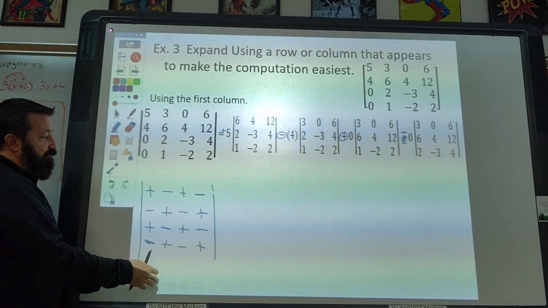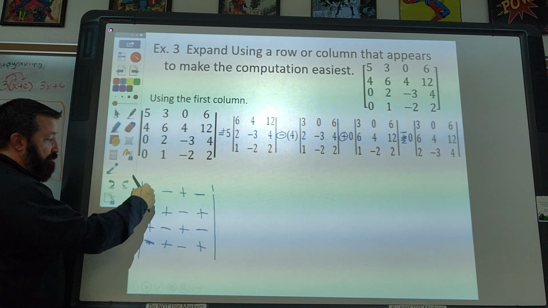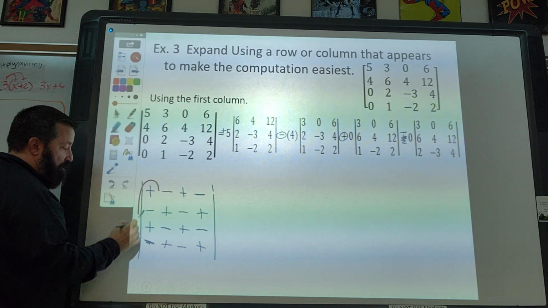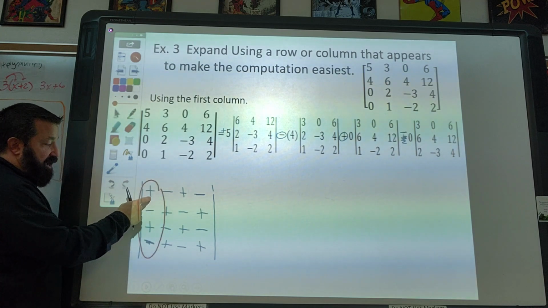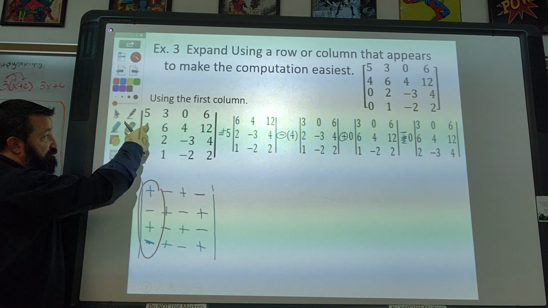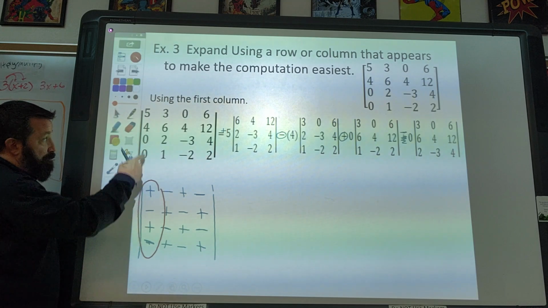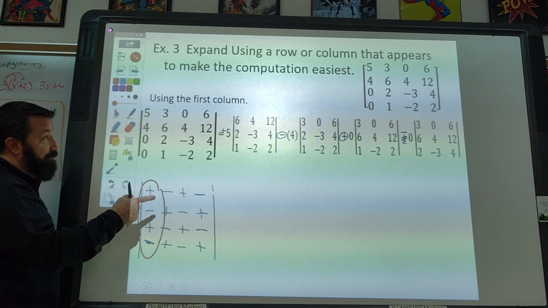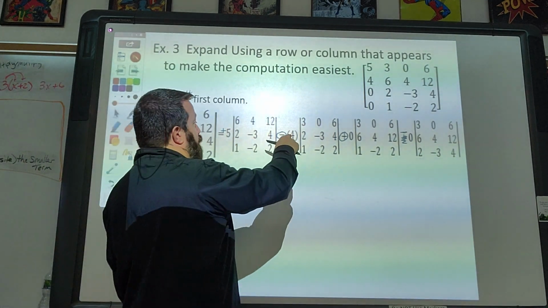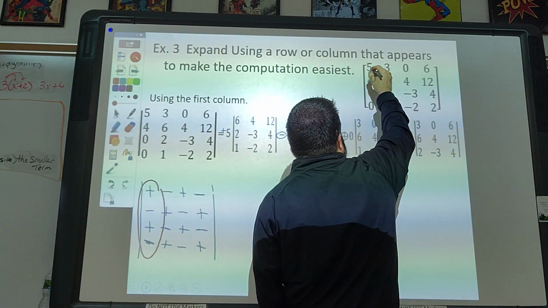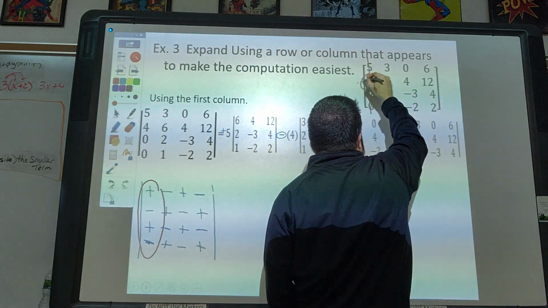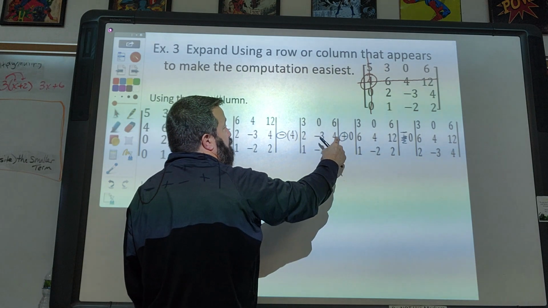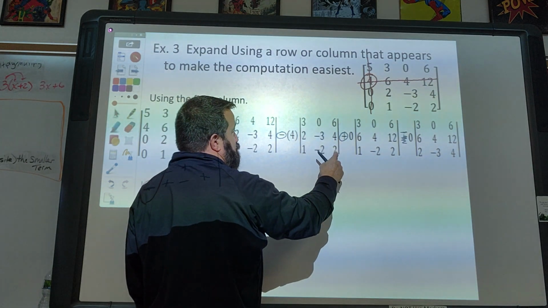So with a 4x4, when you choose any row or column, you've got this checkerboard pattern. Since I am picking this first column, the first number is plus that, then it's minus the second number, so minus the 4 times its minor, and then plus the 0 times its minor, and then minus the 0 times its minor. So when I'm trying to do the second one, the 4 here, I eliminate its row and its column, and what I have left is 3, 0, 6, 2, negative 3, 4, and 1, negative 2, 2.